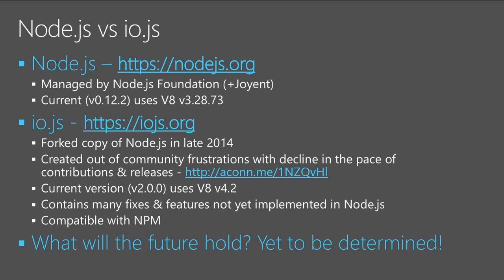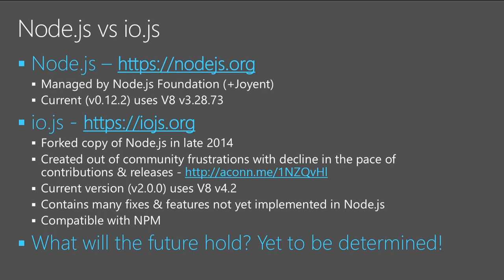One thing that's important, though, about IOJS is that it is actually compatible with NPM. So any NPM packages, essentially, if you're doing a Node-based application today, you should be able to run it as IOJS. They're trying to move forward and actually improve things going on and on. Now, that last line there, what will the future hold? It's yet to be determined.